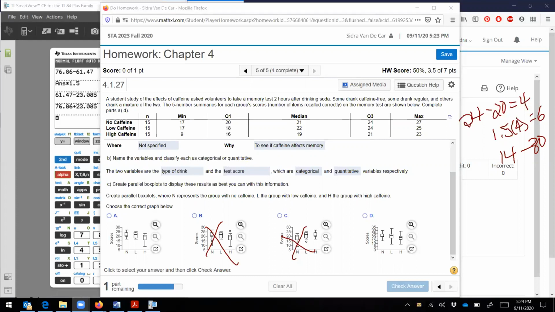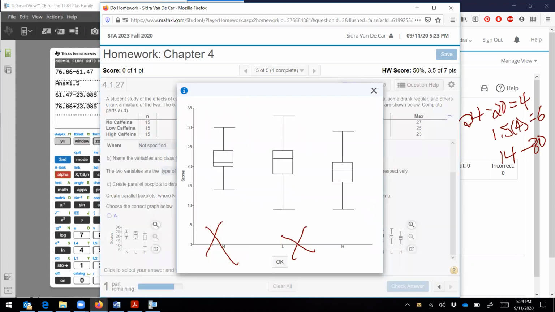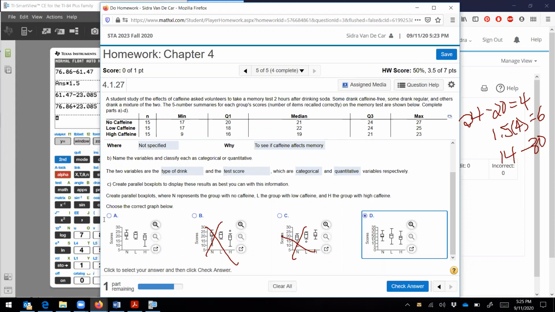All right, so now we're only deciding between the first and the last graph. Let's take a look at the distance between Q3 and the maximum. So Q3 to the maximum is 21 to 23 in the high caffeine group. If I look at this, high caffeine, here's 21. This is too high, that's not 23. So I can rule out this, which means that A is my only reasonable choice.